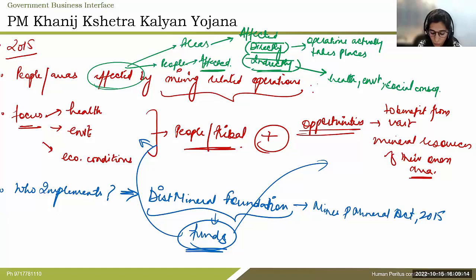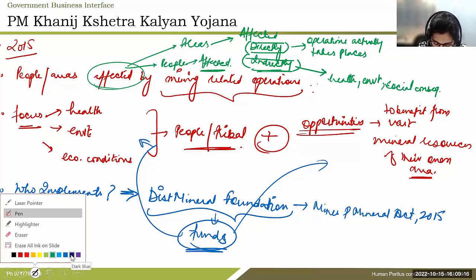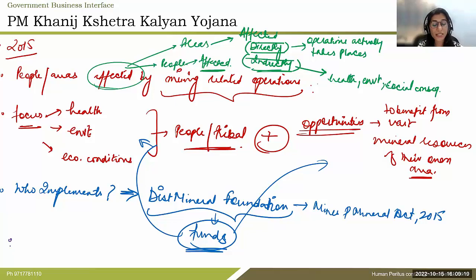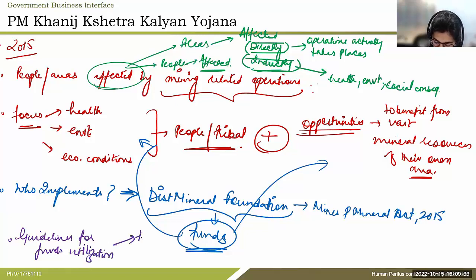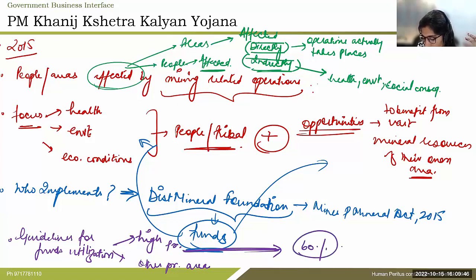Now, one more thing I would like to tell you is that there are various guidelines on how the fund should be utilized. Guidelines for funds utilization. Some areas have been considered high priority areas and some other priority areas. The high priority areas would get 60% of funds, and other areas would get 40% of funds.